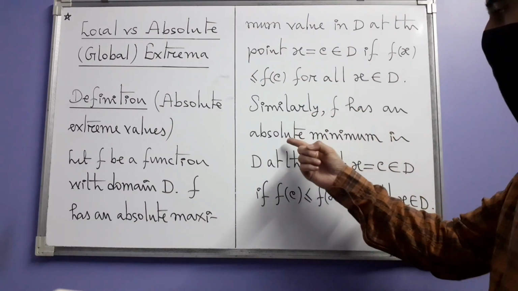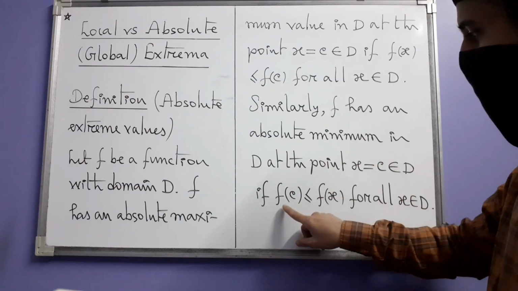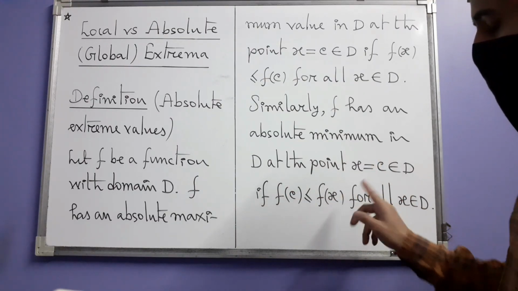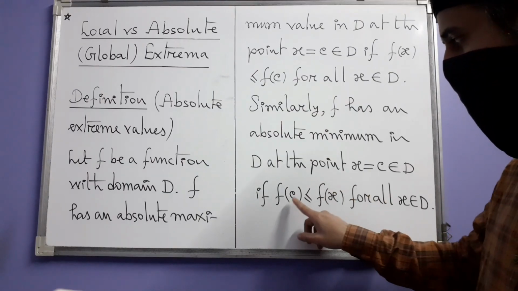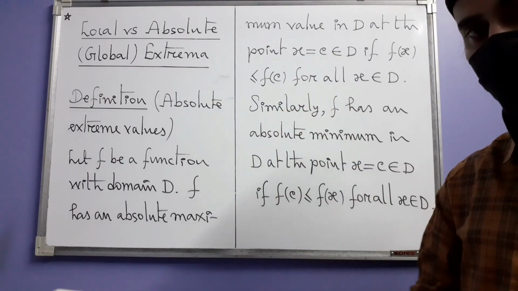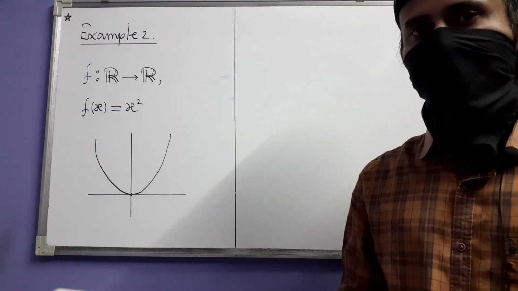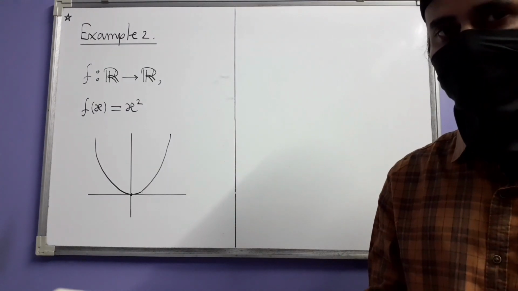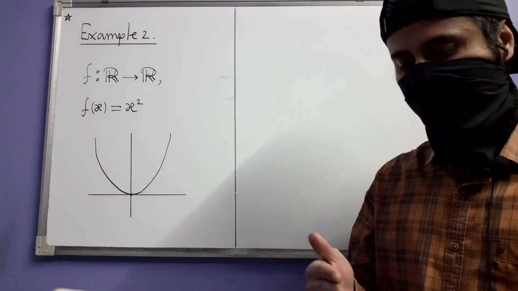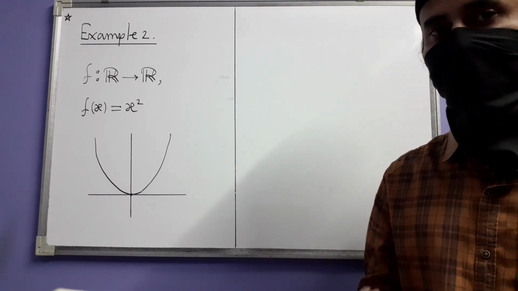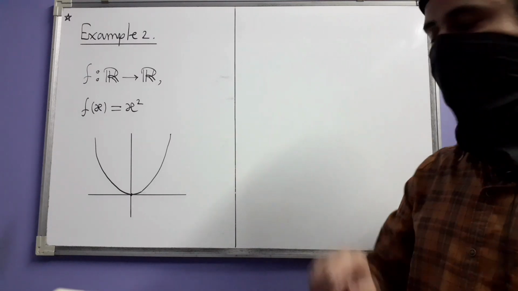Similarly, f has an absolute minimum in D at the point c if this time f of c is less than or equal to f of x for all x in D. So in this case, this f of c is that small m. Next, let us see in example 2 four cases of the same function, where if we change the domain, then this situation of attaining or not attaining extreme values will change. This is the first case.